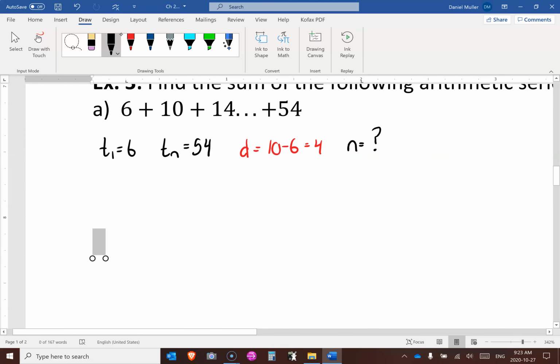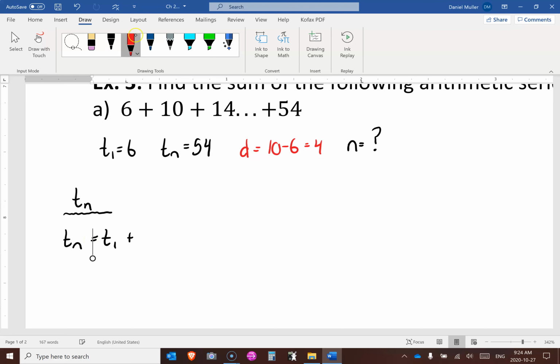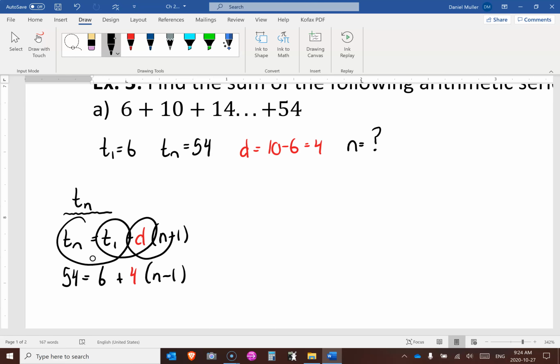So in the end, I have to do the exact same thing again. I have to start with my Tn formula. So I've got Tn equals T1 plus D times n minus 1. The reason I can use this formula is because I know Tn, I don't know how many terms it is, but I know it's 54. And I do know that T1 is 6, and I do know that D is 4. So there are 4 pieces of information, 1, 2, 3, 4. I have 3 of them, and I just need to find the missing one.